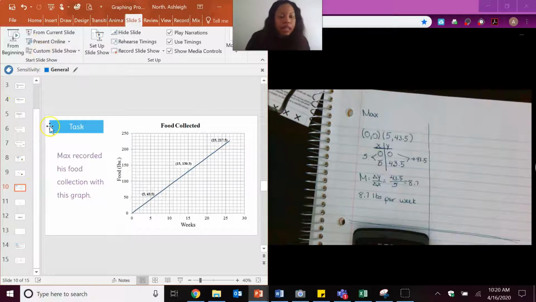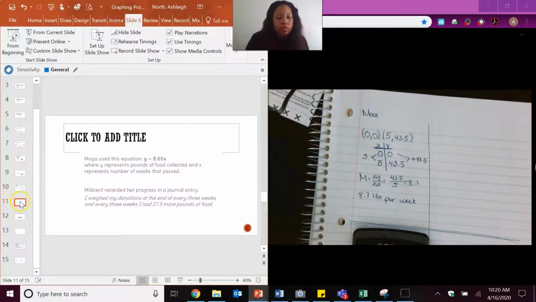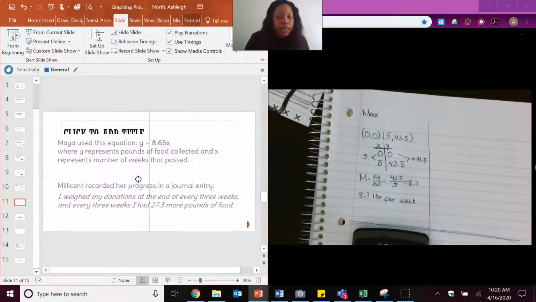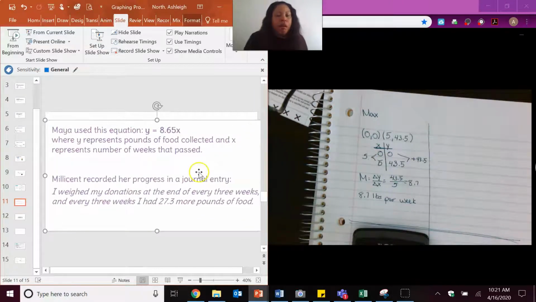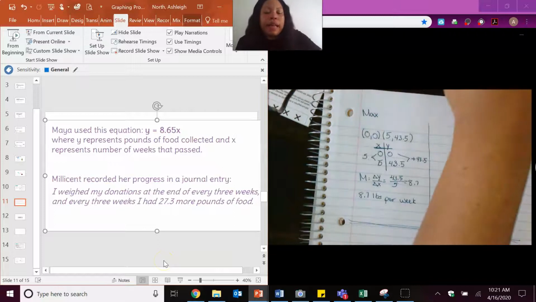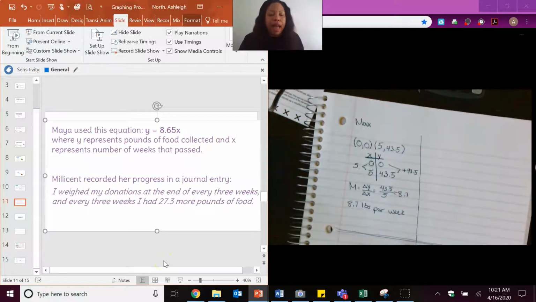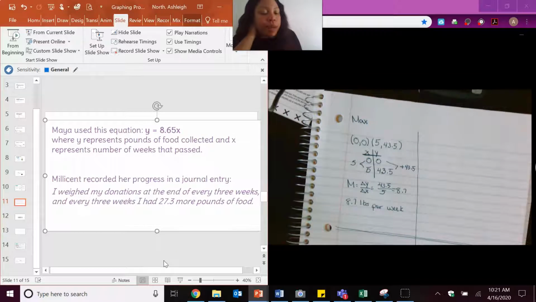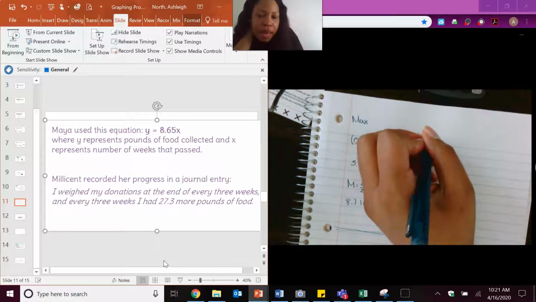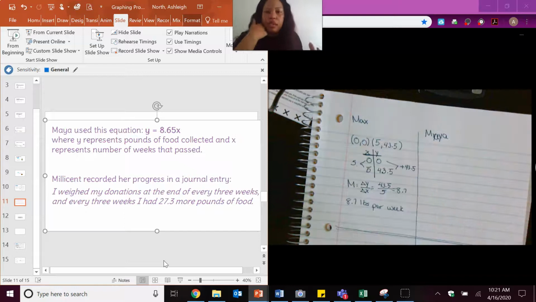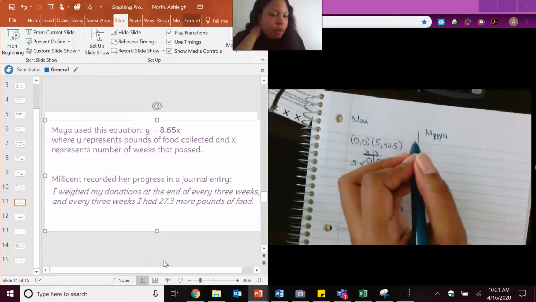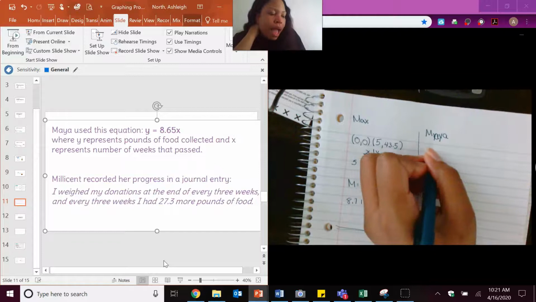Our next one, y'all, is Maya. So I'm, again, just going to make it a little bit bigger for us. Maya used the equation Y equals 8.75, where Y represents the pounds of food collected and X represents the weeks that have passed. So, I'm going to write in my square Maya. And we're just organizing our thoughts so that when we get ready to answer this question, we know what we're looking at.